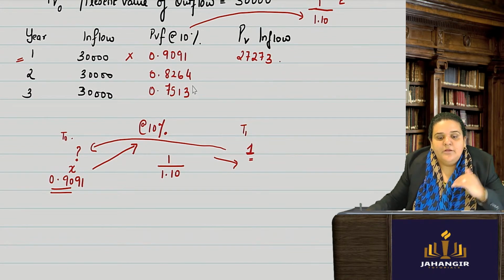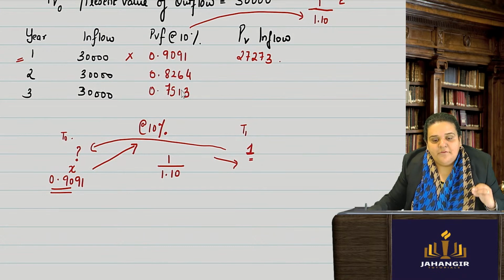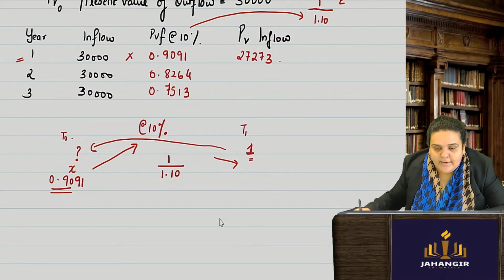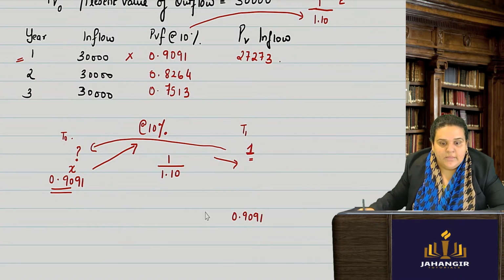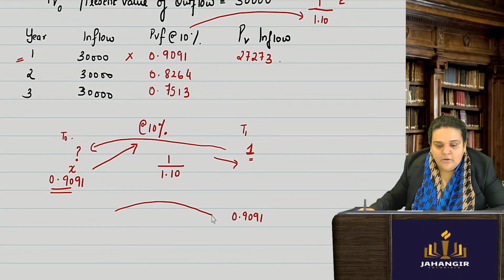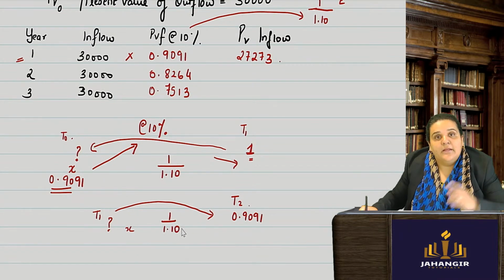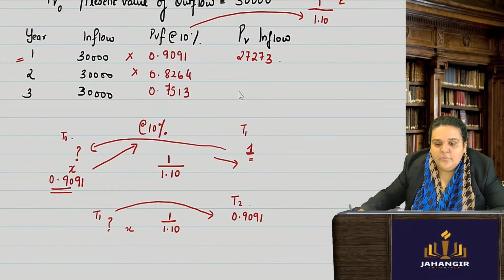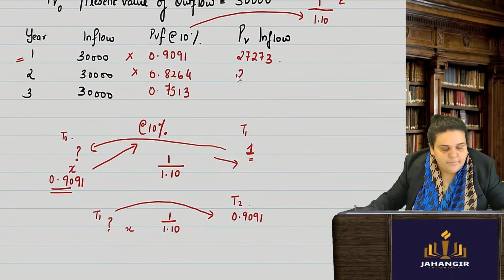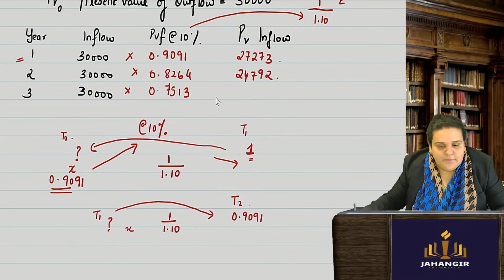Then coming to year 2. In year 2, in order to get this 0.9091 at the end of year 2, at the start of the year it will be how much? Again 1 divided by 1.10, and when you press equal to, you will get 0.8264. Multiplied by 30,000 it will be 24,790. And then similarly, again press equal to.